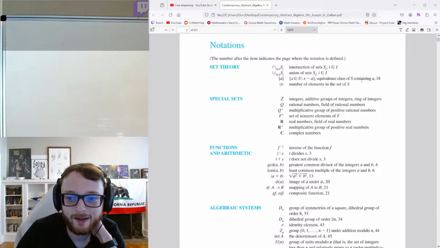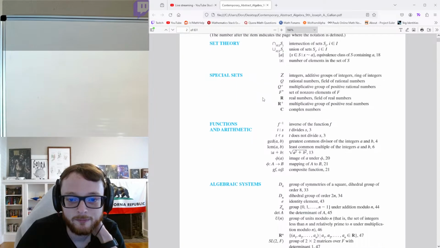Equivalence class of S containing A? Yeah, I don't even know what that is, but I assume we'll see more on page 18. Cardinality, special sets, multiplicative group of positive rational numbers. Assume we'll learn more about that. Star non-zero. Okay, so star just removes 0.